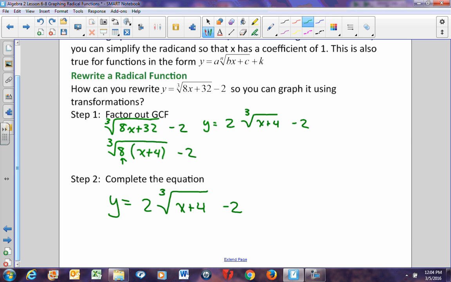Okay? And that's what I really want you to be able to do. I really want you to be able to tell me from the parent function what you would do for a cubic function. After that, graphing it, I would expect you to use your graphing calculator to be able to do that. So this would be graphing radical functions.